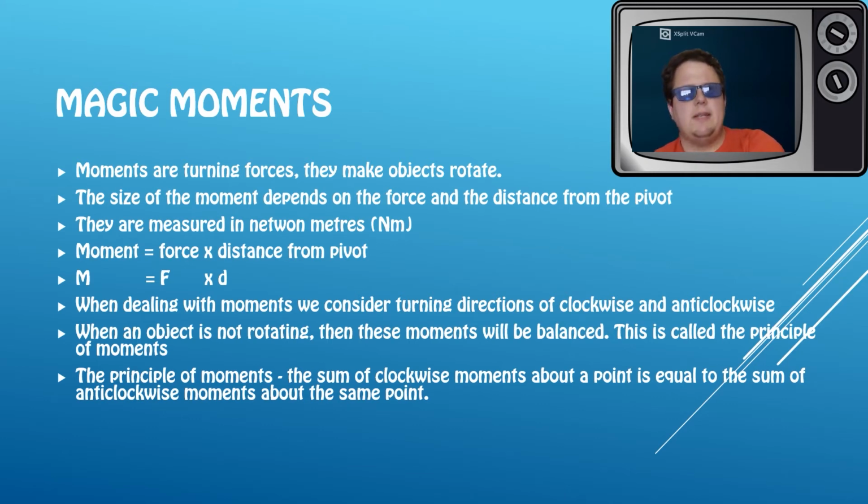The sum of the clockwise moments about a point is equal to the sum of the anti-clockwise moments about a point. And that's important. You need to learn that. So if an object is not rotating, and the moments are balanced, then the sum of the clockwise moments is equal to the sum of the anti-clockwise moments about that point. And you'll notice the word sum in there. So if we've got more than one force, then we work out the moment of each one and then add them together.